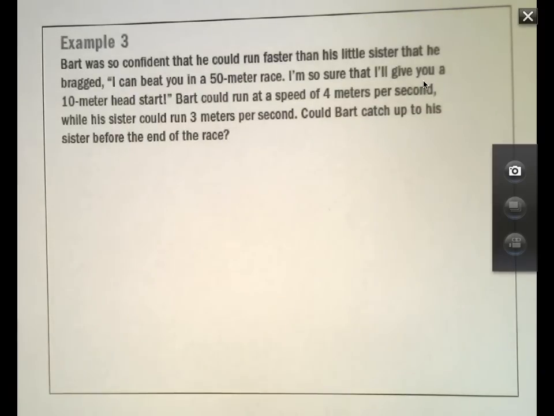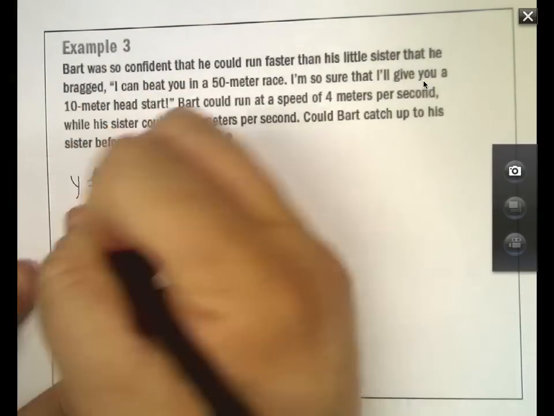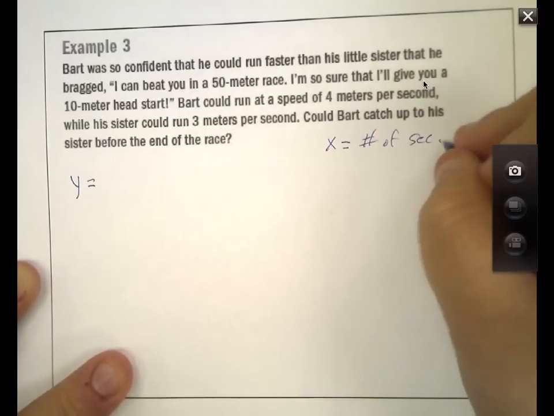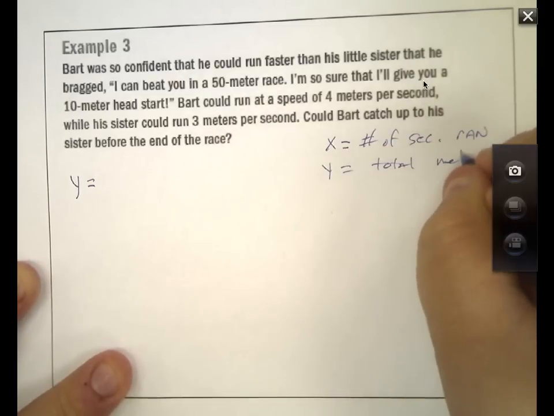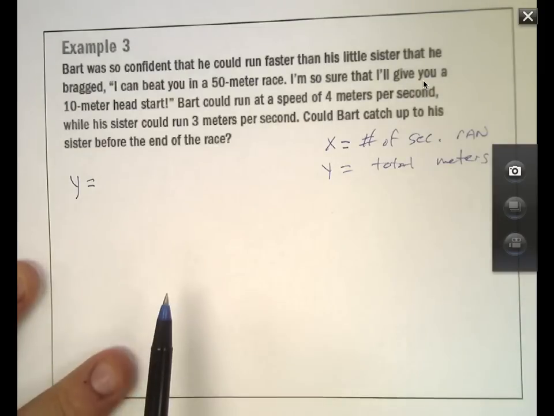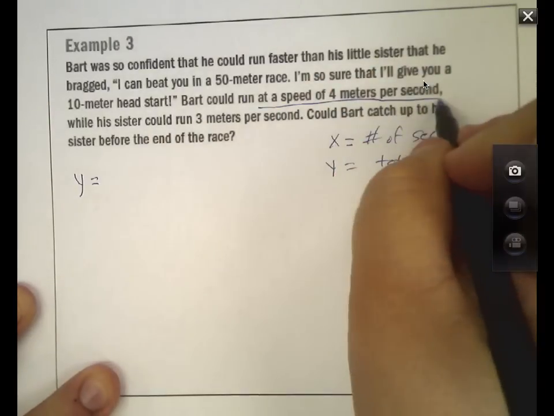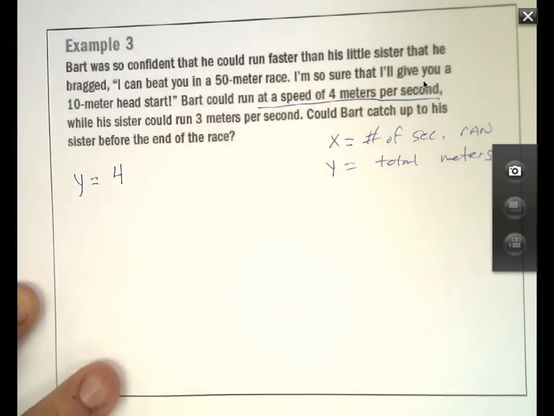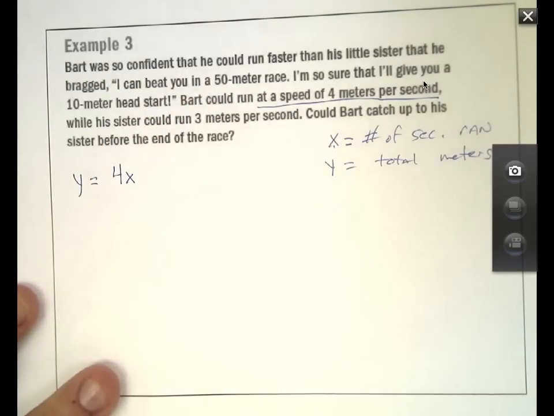Let's see. Okay. An equation for Bart. Y equals, I'm going to let X be the number of seconds ran. I'm going to let Y equal total meters. Okay? So, Bart could run at a speed of 4 meters per second. So we're going to write 4 meters times, how long did he run? We don't know. That's my X. Okay? He could run 10 seconds, 20 seconds. We don't know how long they're going to run.